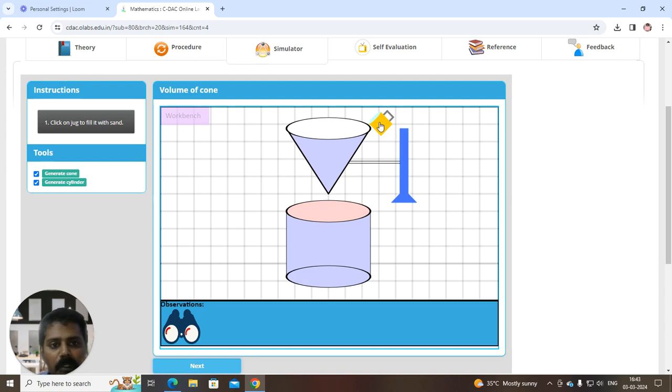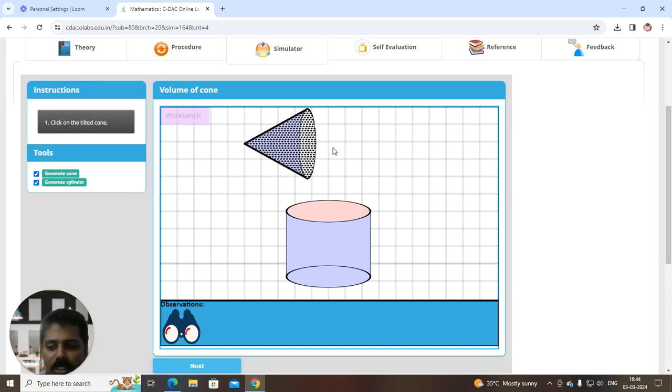We will fill sand with a jug. So I am filling the total cone with sand with the help of a jug. I have done with the cone. After filling up to the level of the cone, I will take the cone which is filled with sand. Now that sand is poured into the cylinder. Whatever I have filled in the cone is poured into the cylinder. So that is one cone done.